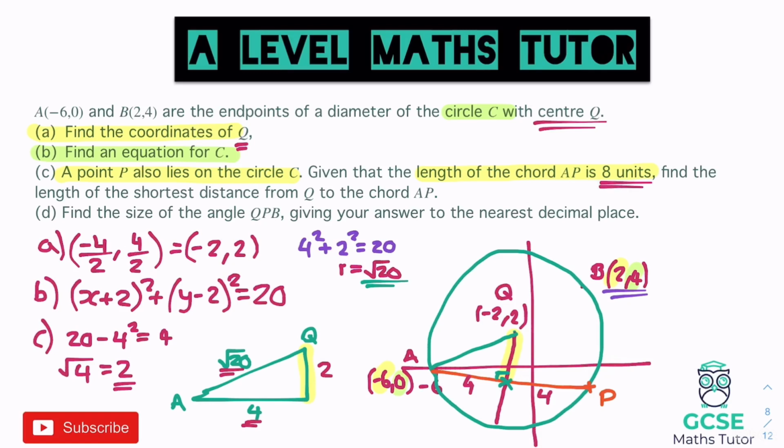So it's just 2 units, the length of the shortest distance from Q to the chord. Okay, obviously just drawing in a little right angled triangle there and having that understanding of circle theorems and how that applies to this particular question. But there we go, there's part C.